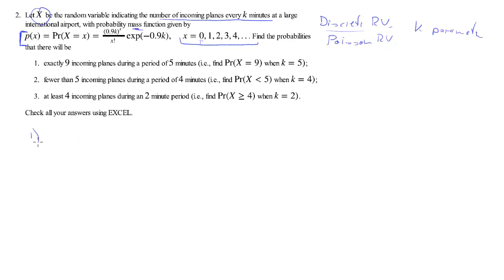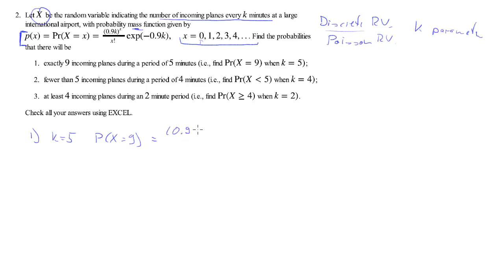Let's address the first question. What's the probability that exactly 9 planes arrive during a 5-minute period? So basically we're saying here that k is equal to 5, and we want to calculate the probability that the random variable x takes the value 9. And from here onwards we just need to plug in values into our mass function.